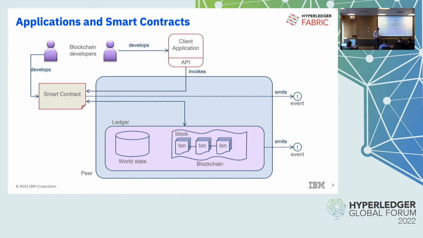Now, hosted by the peer, although in a separate process, is a smart contract. All transactions are encoded into the smart contract. So when a client application submits or evaluates a transaction, it runs the smart contract in this chaincode container. We call it chaincode in Fabric. And that will interact with the ledger. It can also emit events, so you can have contract events, and also when blocks are committed, you get block events.